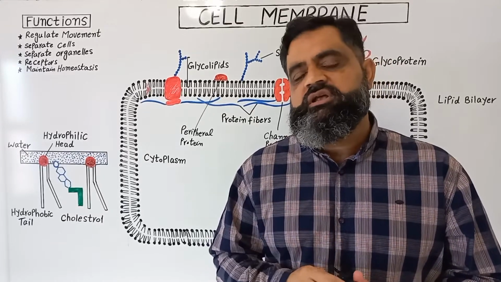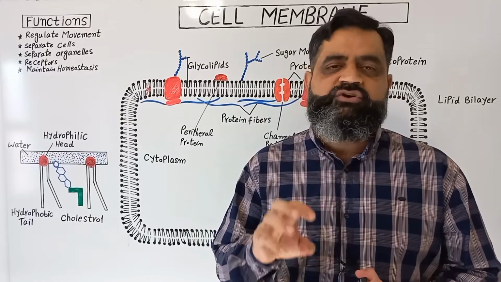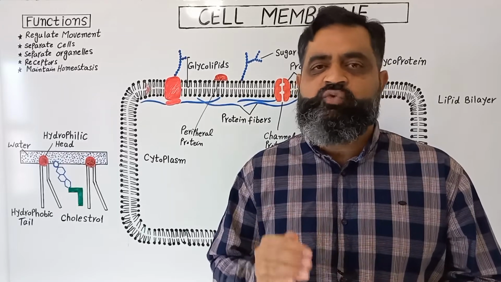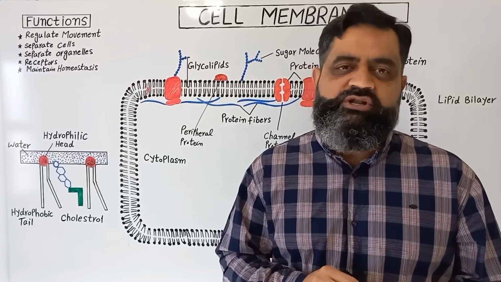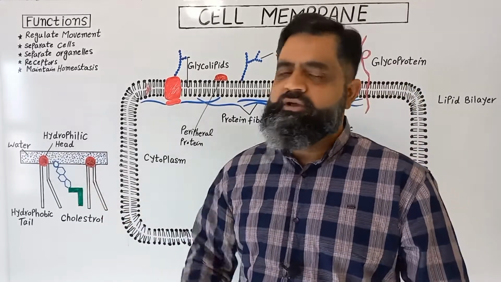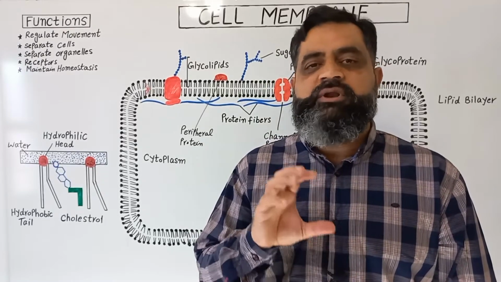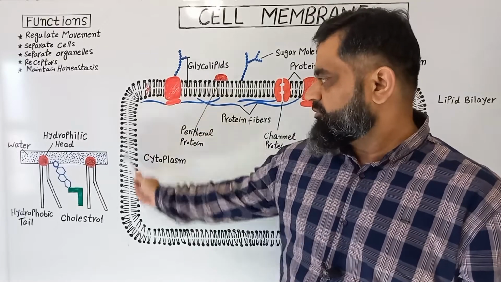So it is due to the presence of lipids and cholesterol that it has a little bit of stiffness, but most of the time it is a fluid. That is why we call it the fluid mosaic model, which we are going to discuss later in this lecture. The cholesterol molecule provides stability, stiffness, and a little bit of impermeability for the water molecules present inside the plasma membrane.